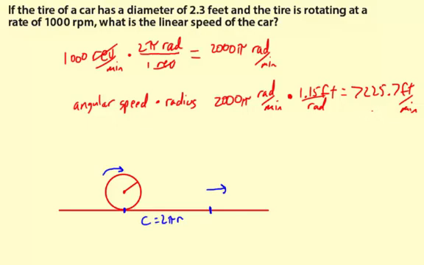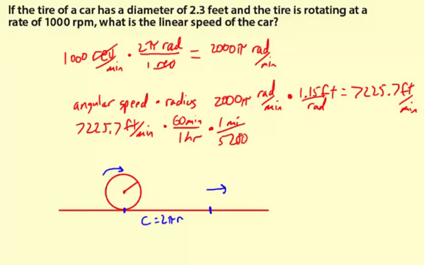Now feet per minute is a valid unit for linear speed, but in terms of cars, I'm used to miles per hour. So I'm going to use unit analysis and convert. So we'll start with 7,225.7 feet per minute. I'm going to multiply that by 60 minutes per 1 hour. That's going to give me feet per hour. Then I need to change the feet to miles. So I'm going to multiply by 1 mile per 5,280 feet.